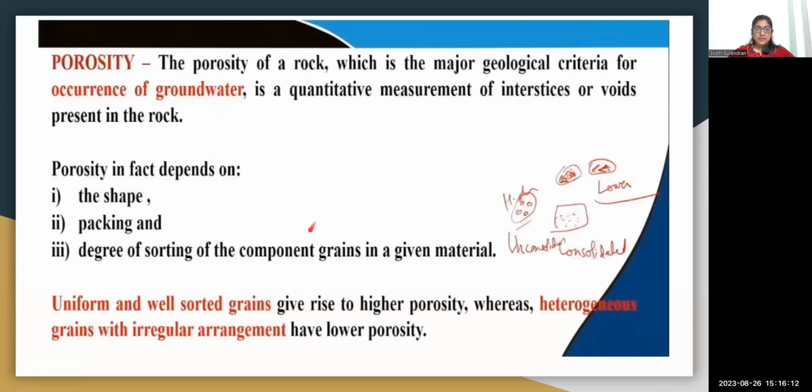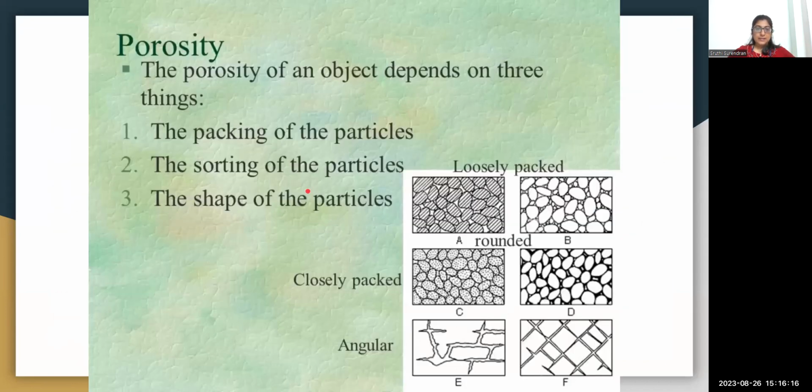So let's see what the shape, packing, and sorting are. You can see here, when the solid particles are loosely packed, it will look like this. When it is closely packed, it will look like this. That is what they mean when they say that it is dependent on the packing of the particles. Now sorting of the particles: you can see that there are larger soil particles, then again there are smaller soil particles.